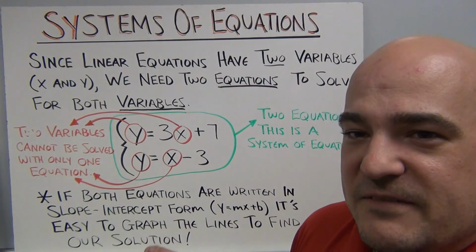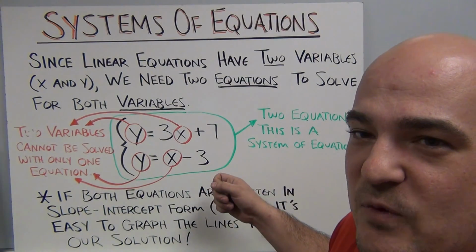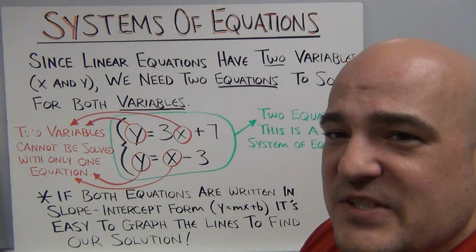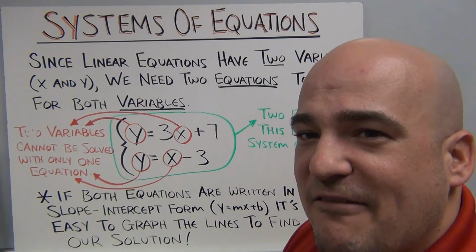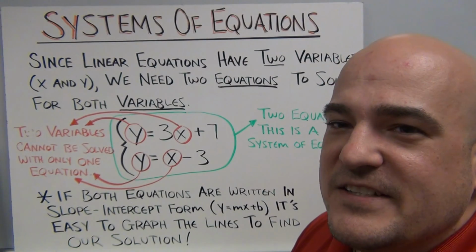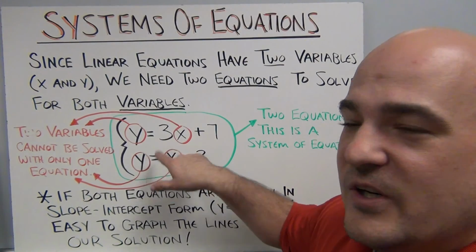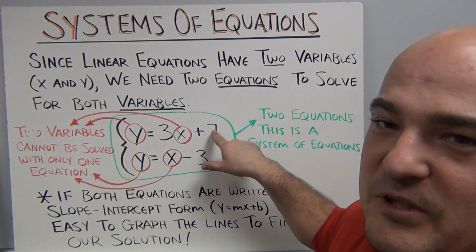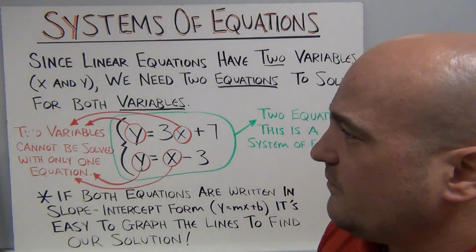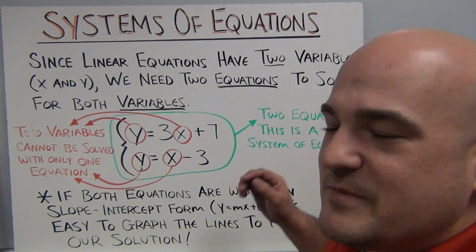One really important piece of information is if both of the equations are written in y-intercept form, remember y equals mx plus b, then one of the easiest ways to find the point where they intersect is to graph both of those equations. So that's what we're going to focus on today, graphing systems of equations to find the solution. You can see that both of these equations are in y-intercept form, y equals mx plus b. So we're going to be using the graphing method to solve these systems of equations.